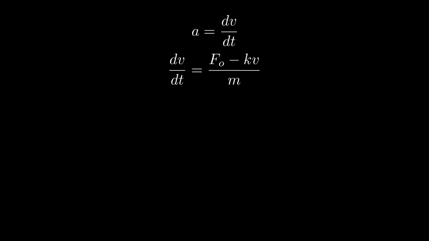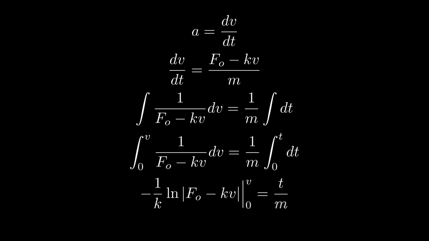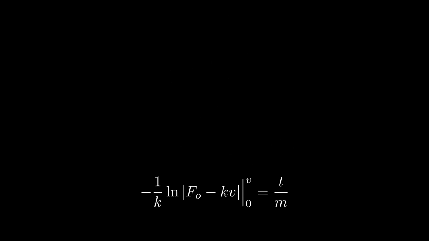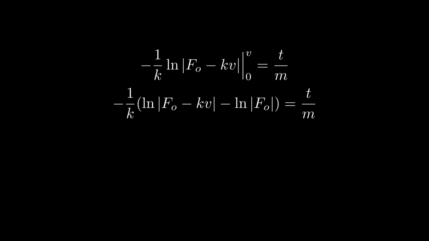And now we use separation of variables. So we bring F of O minus kv to the side with dv, and then we bring 1 over m to the side with dt, and then we integrate both sides. And then after we integrate both sides, we can get this expression that you see on the screen. Now we multiply both sides by k, and then now we have the natural log of F of O minus kv over F of O, and that equals minus kt over m. So now we bring in e to cancel the natural log out.